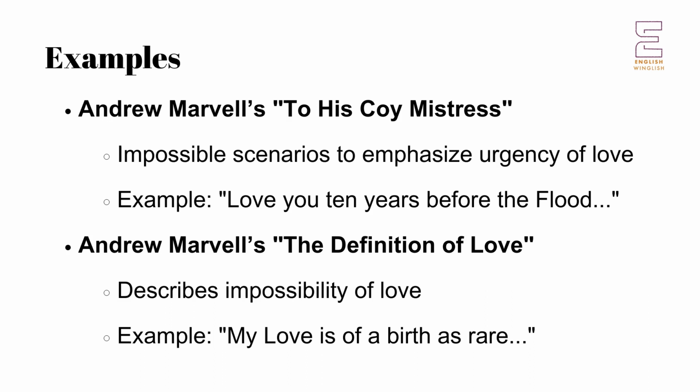Examples. Adynaton is often used in poetry and prose to convey powerful emotions or to make a point in a striking way. One of the most powerful examples can be found in the poetry of Andrew Marvell, a 17th century English metaphysical poet. To His Coy Mistress by Andrew Marvell. In this poem, Marvell uses Adynaton to express the urgency of love and the fleeting nature of time.